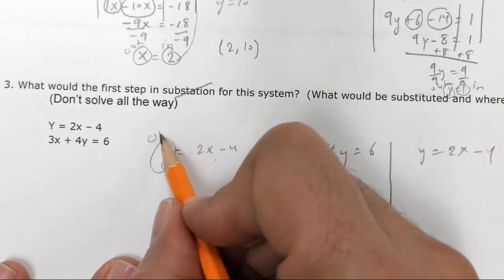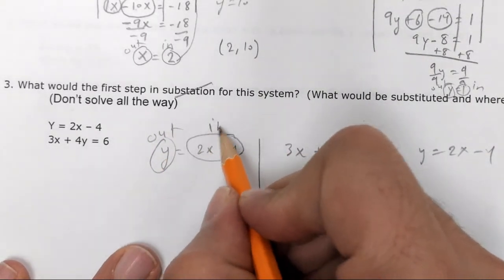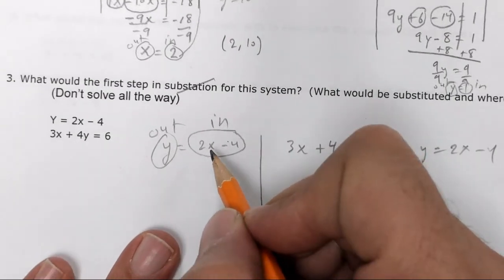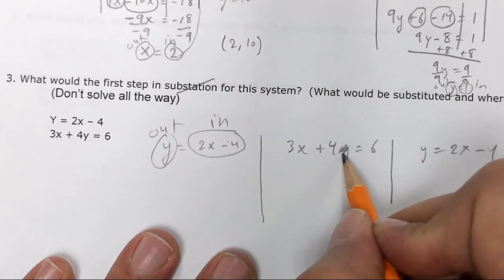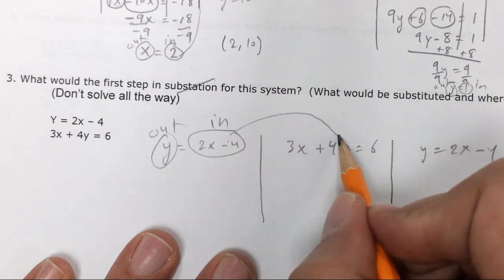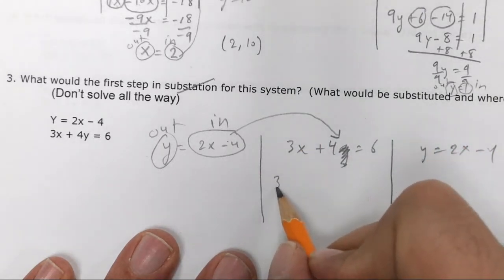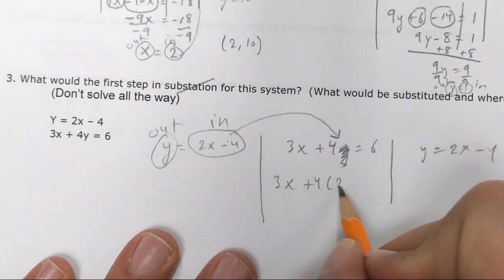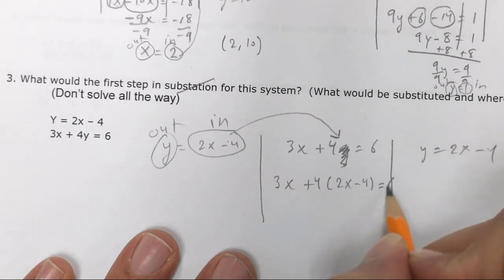You take this out and you put that in. This is your first step: taking the letter y out and putting this in here. Now what would that look like? It would look like 3x plus 4, open parentheses, 2x minus 4 equals 6.